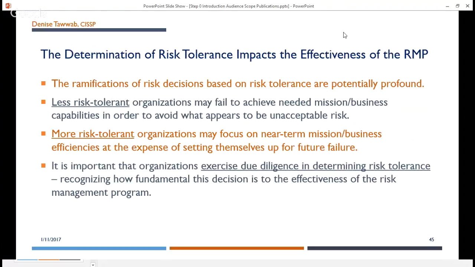It's important that organizations exercise due diligence in determining risk tolerance, recognizing how fundamental this decision is to the effectiveness of the risk management program. And where it really hits you is in your budget. If you are less risk tolerant, you're going to need more controls, more preventative measures. You're just going to need more of everything to be sure that everything that you need to secure is secure. And that is going to cause the budget to inflate. If you're more risk tolerant, you will need to spend less money, but then you have to be careful and realize that there is an amount of money that you will have to spend. So keep that in mind.